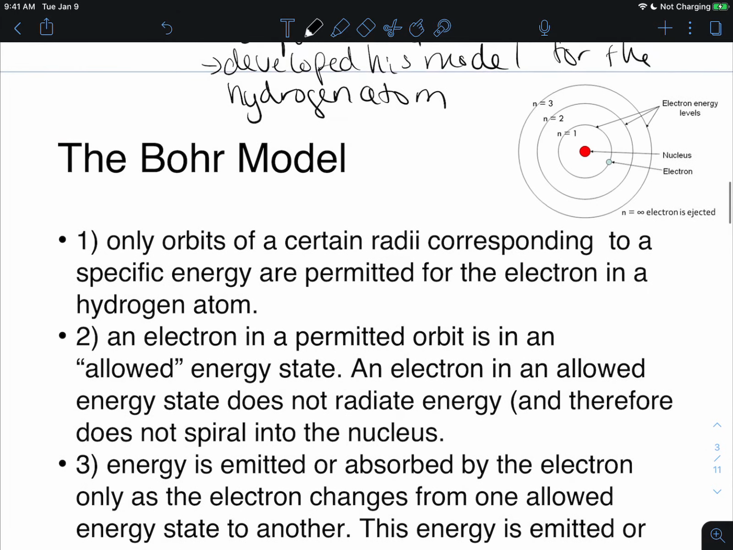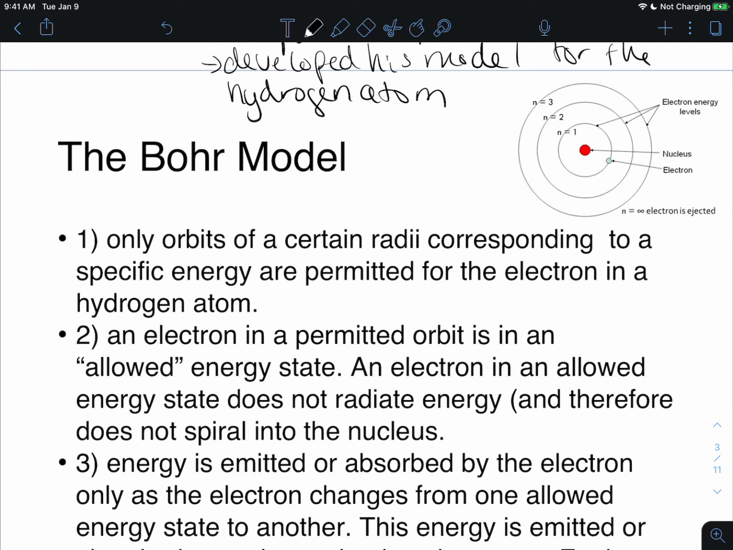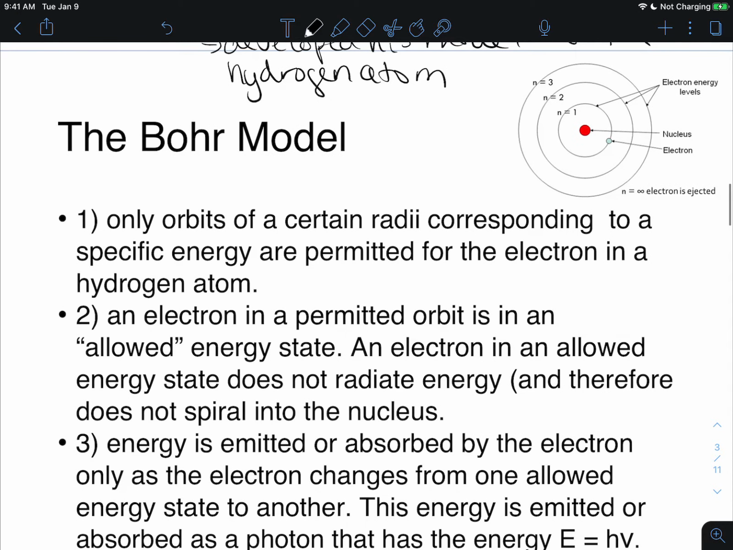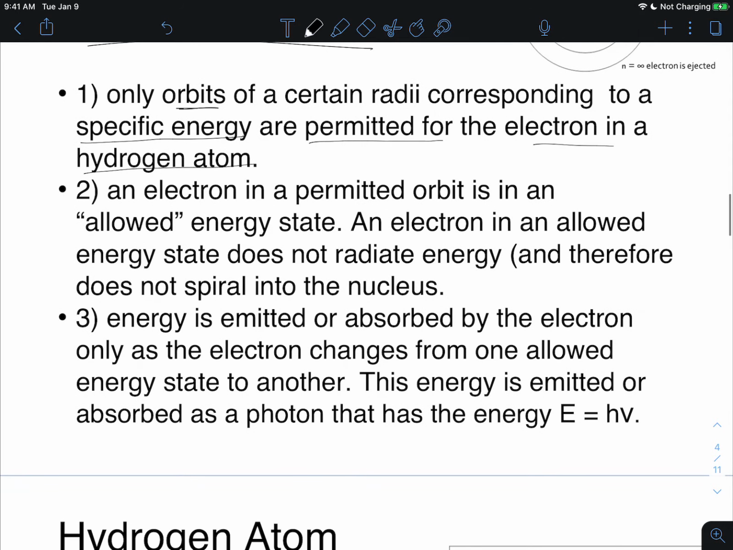Okay, so within our Bohr model, we are going to describe orbits for our electrons that are going to correspond to a specific energy, and only specific energies are permitted for the electrons in the hydrogen atom. So that's the first tenet of the Bohr model. Next, an electron in a permitted orbit is in an allowed energy state. If an electron is in an allowed energy state, it will not radiate energy. And because it doesn't radiate energy, it will not spiral into the nucleus. So it'll stay where it's supposed to stay.